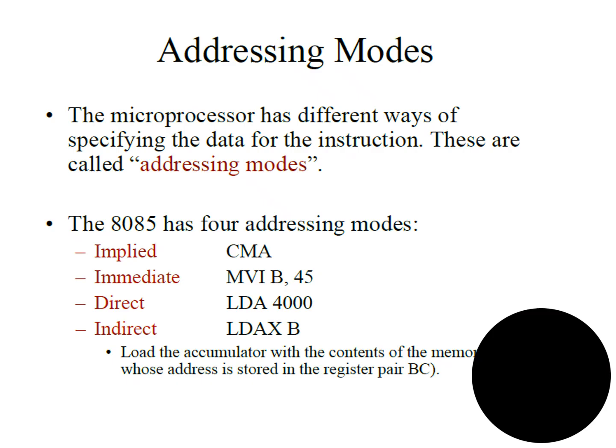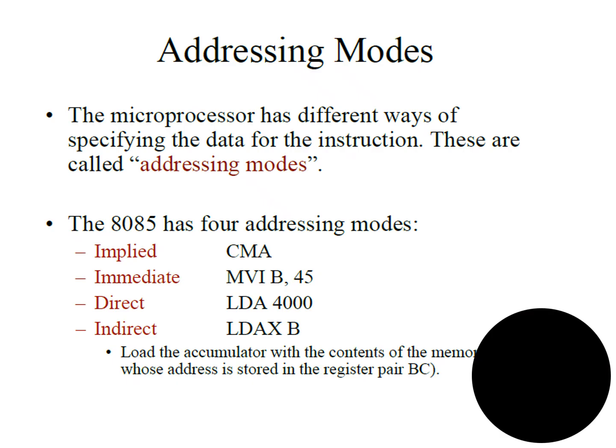Okay, so there are a few sets of addressing modes: implied addressing mode, immediate addressing mode, direct addressing mode, and indirect addressing mode. Implied addressing mode means you don't have an operand mentioned in the instruction. Examples of this are CMA and HLT. When you have direct control on the units of a microprocessor, in that case you call it an implied addressing mode.